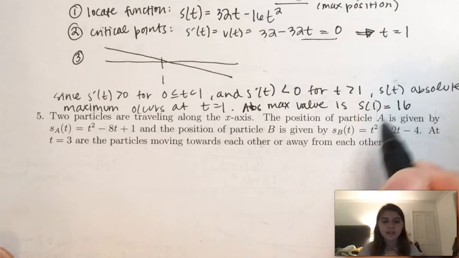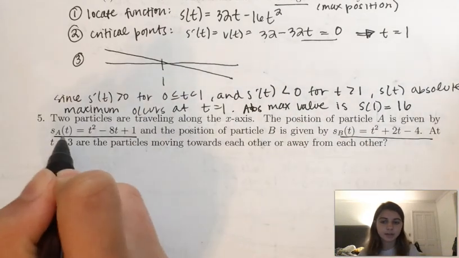For this one, instead of having both V and A, this time you need both S and V. And it's asking specifically at t equals 3. So we're going to find the position of A at 3 seconds, the position of B at 3 seconds, and the direction that they're each moving in at 3 seconds. So that's 4 different numbers we've got to get.